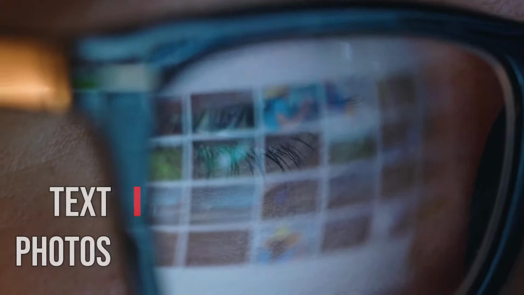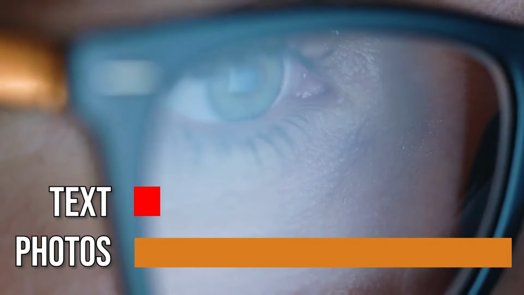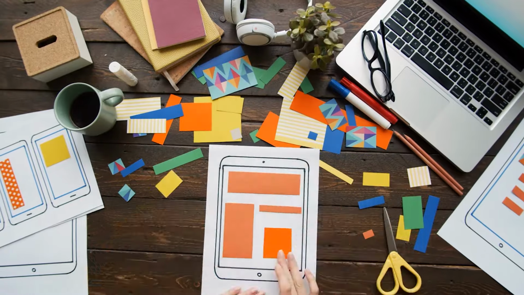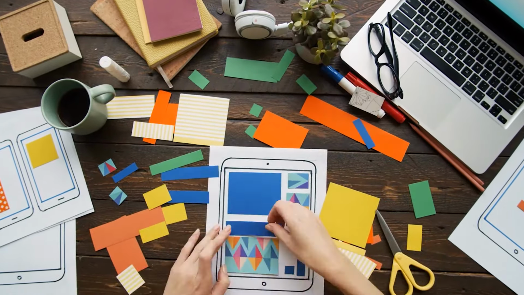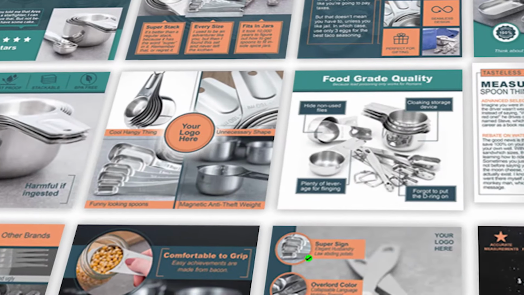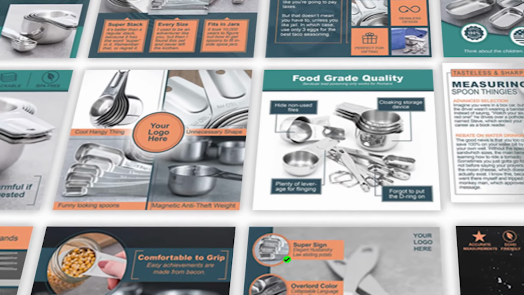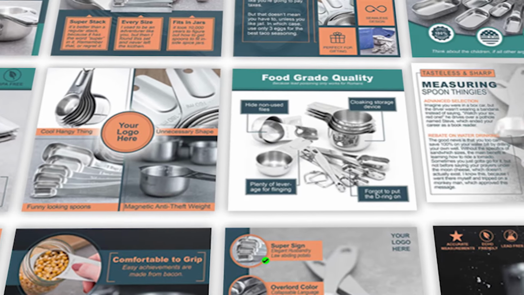Images are processed in the brain 60,000 times faster than text, and it's hard to ignore good-looking infographics that convey information at a glance. The problem is that it can be very time-consuming to design them from scratch. Luckily, there's an easier way. We've created our own infographic templates to get professional infographic designs in just minutes.